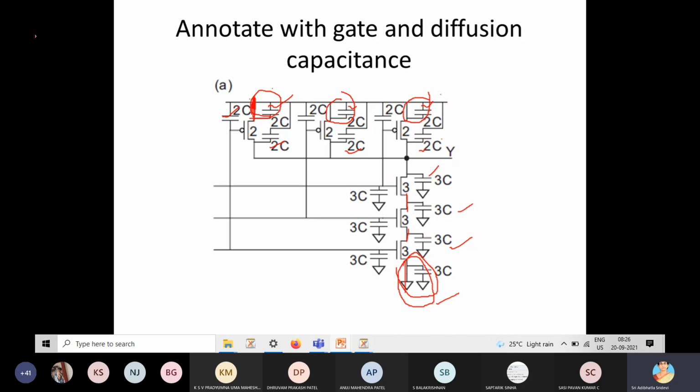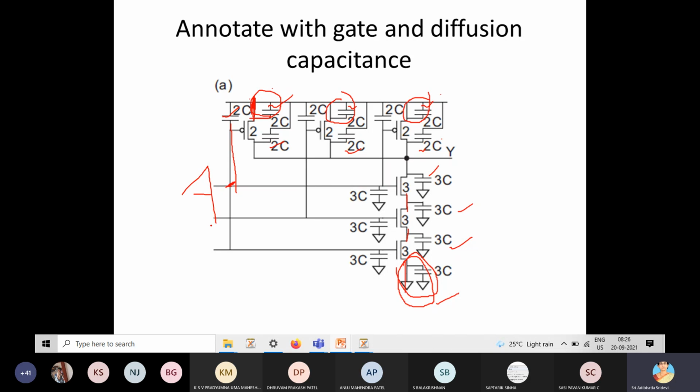So we know that input is given in common to PMOS and NMOS. So if you have input A, this input A sees a capacitance of 3C to the NMOS and a capacitance of 2C with the PMOS, correct?